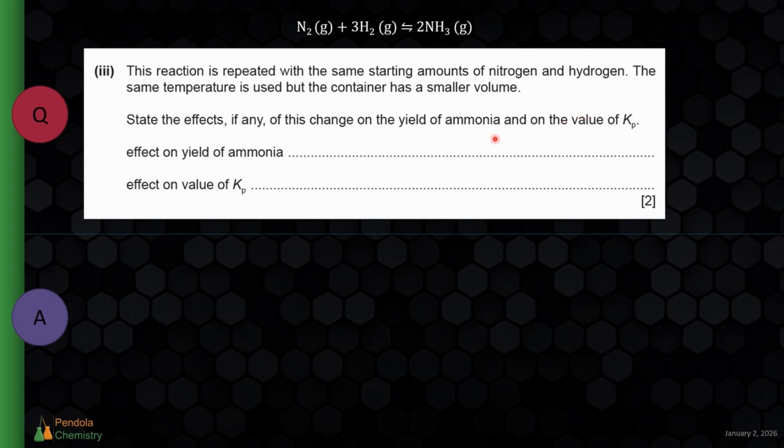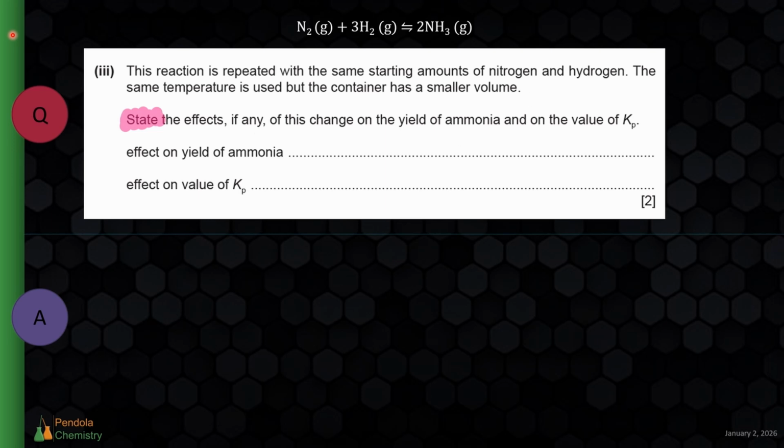So you have to be careful here because there are 2 separate questions with 2 separate answers. So first of all, we want to see and realize that the command word here is state. State the effects, if any, of these changes. Not explain. We do not need to explain why this happens. We simply need to state what happens. Does the yield of ammonia increase? Does the yield of ammonia decrease? Does the yield of ammonia stay the same? That's it. Not why it happens, just what it is.